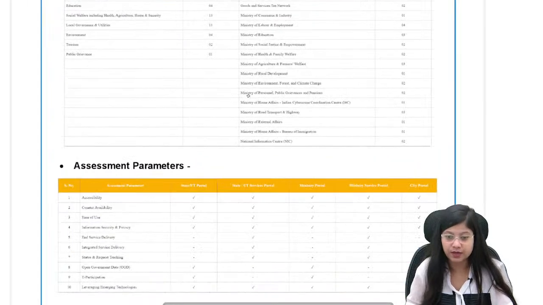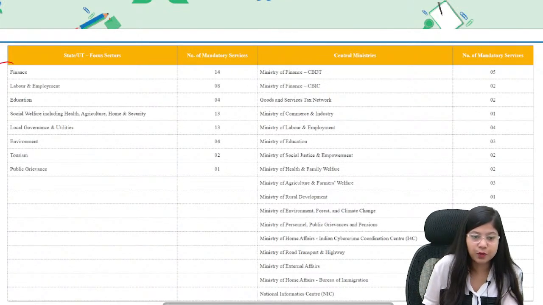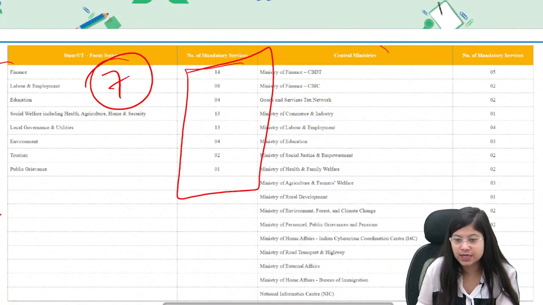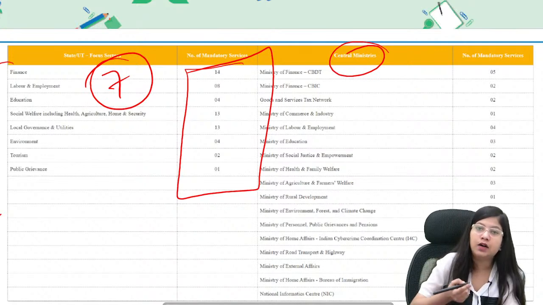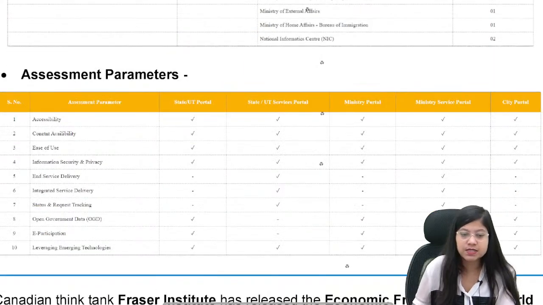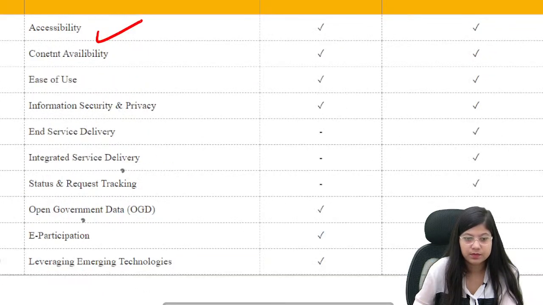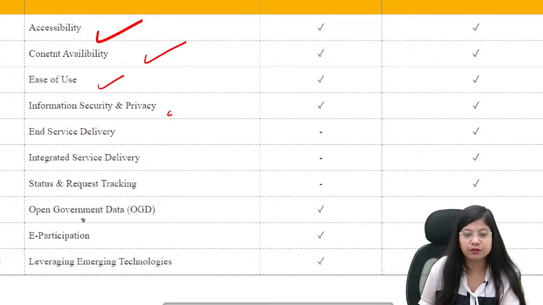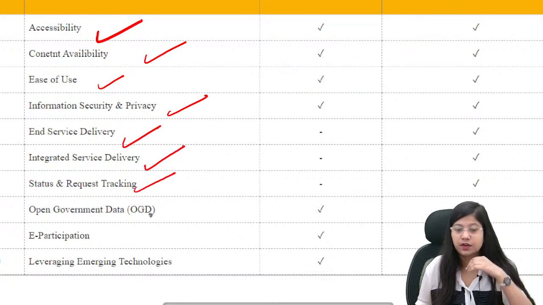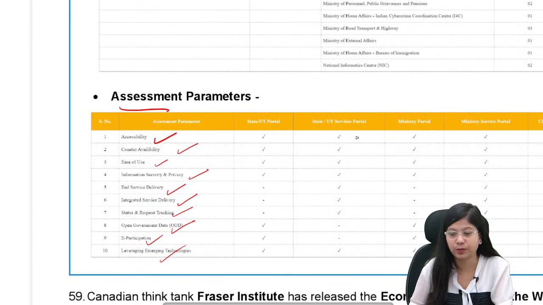It is going to be prepared, and here you can clearly see these are the focus sectors, the 7 sectors. These are the services in those particular sectors, and these are the central ministries which will be assessed for their respective number of services in this particular 2023 index. Then the assessment parameters will be accessibility, content availability, ease of use, information security and privacy, and service delivery, integrated service delivery, status and request tracking, open government data, e-participation, leveraging technologies, emerging technologies.